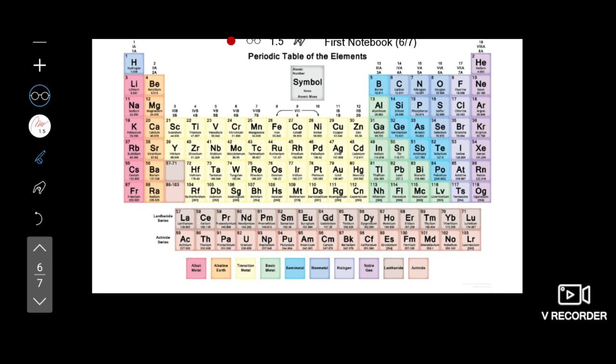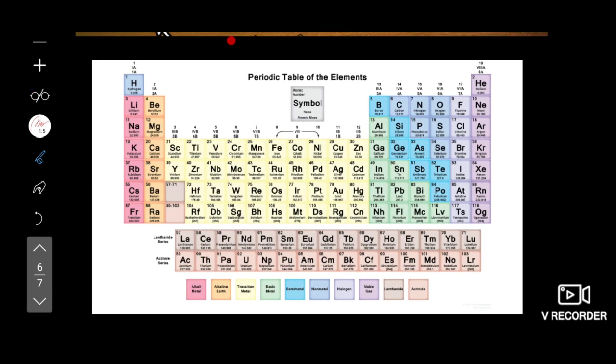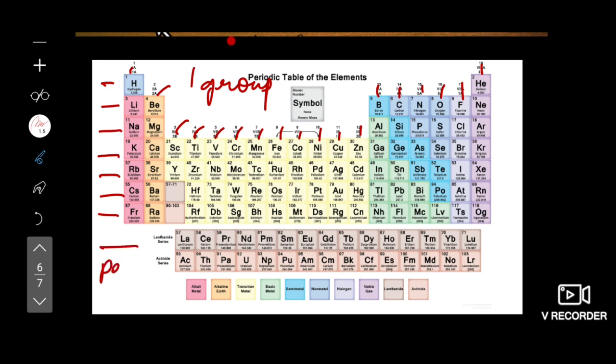If we look at this periodic table, there are a total of 18 vertical lines, and these vertical lines 1, 2, 3, 4, 5, 6, 7, 8, 9, 10, 11, 12, 13, 14, 15, 16, 17 and 18 are called the groups. And there are seven horizontal lines, 1, 2, 3, 4, 5, 6 and 7, and these horizontal lines are called the periods.